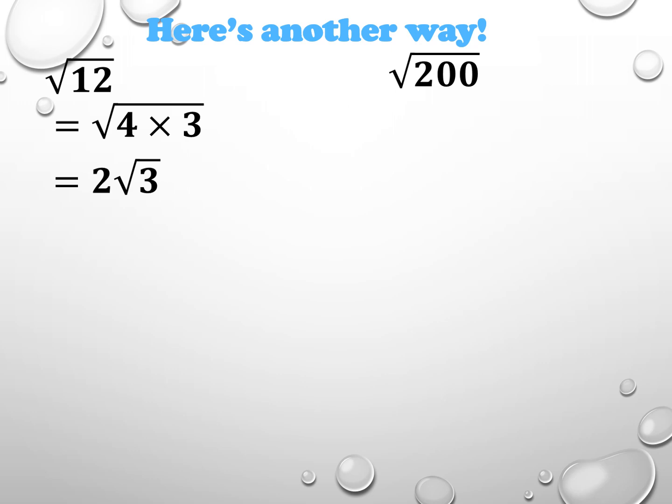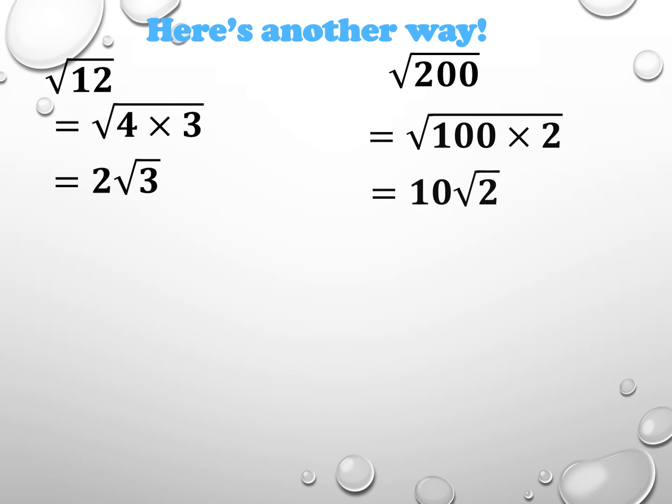Now let us have another one, square root of 200. In here, think of the factors of 200, wherein one of the factors is a perfect square. So it is 100. So therefore, square root of 100 times 2 is equal to, square root of 100 is 10, so therefore 10 square root of 2. So we derive the same answer using this method.